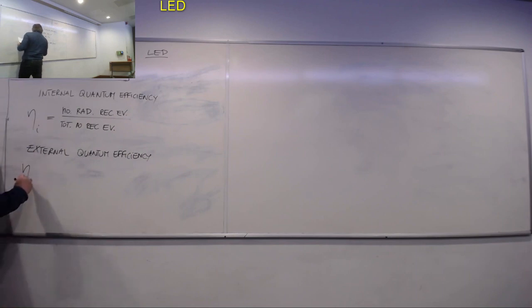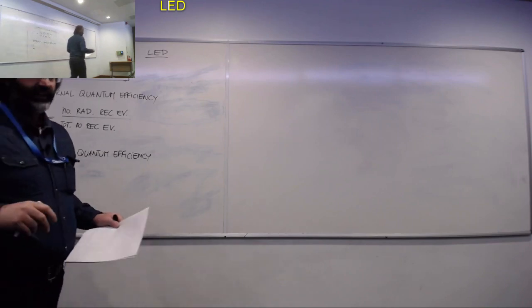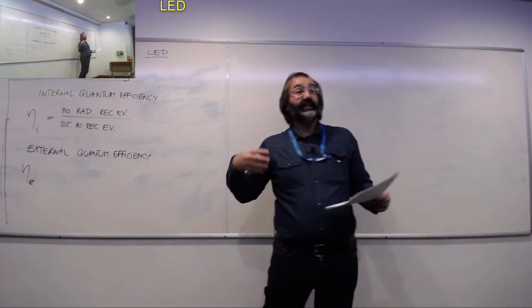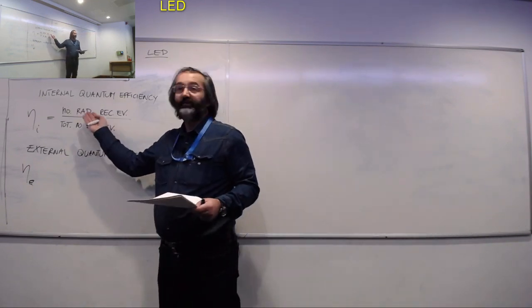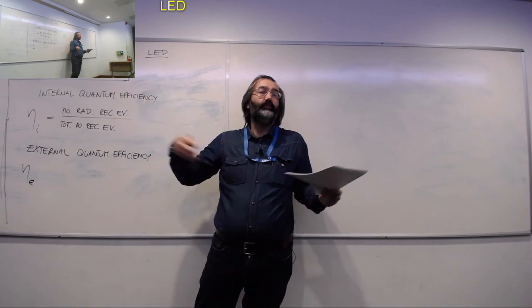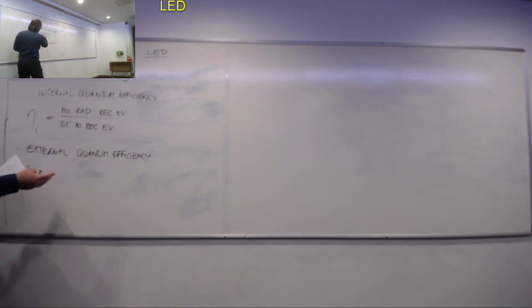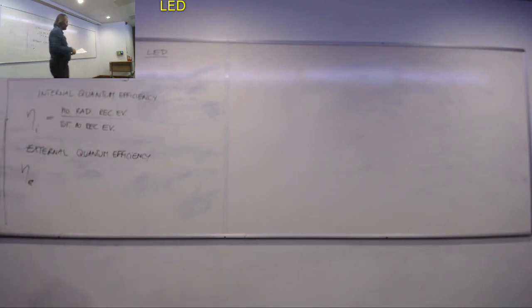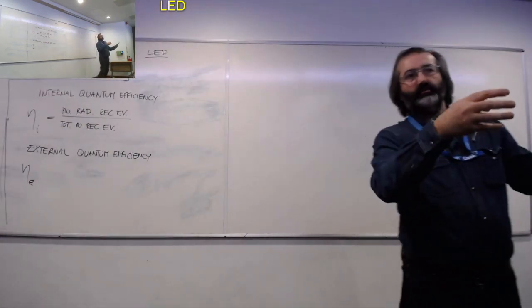which we indicate by eta E, or small e probably. Now, the difference between this and that is that eta E, the external quantum efficiency, takes into account the possibility that not all photons will make it out. Some will be reabsorbed. So the external quantum efficiency, if we wanted to use the definition we said previously, is the number of photons emitted divided by the number of electron-hole pairs recombining.